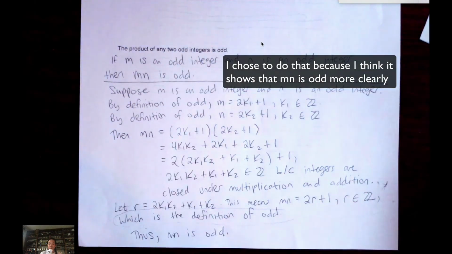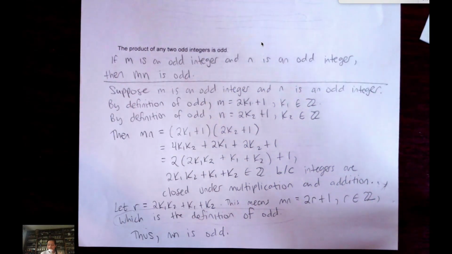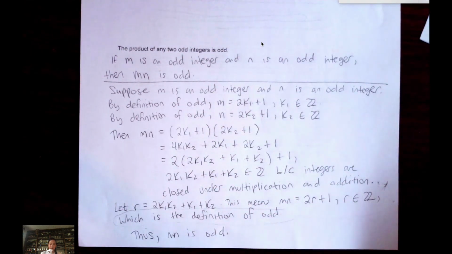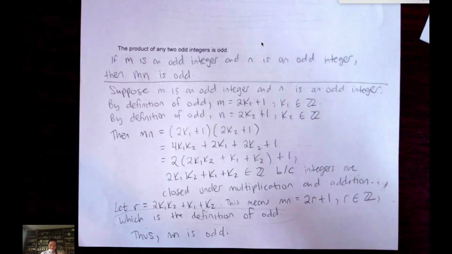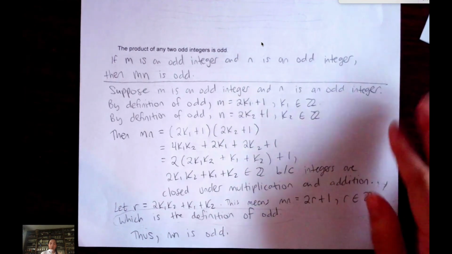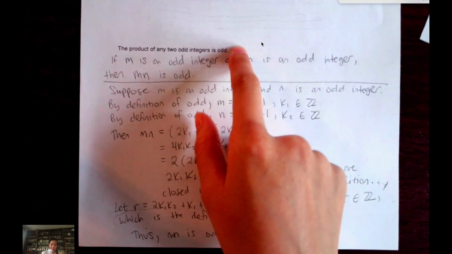I like to say that proof writing is an art. There is no one way to write a proof. People can write proofs in many different ways, and this is one of the ways you can write the proof for this statement up here.